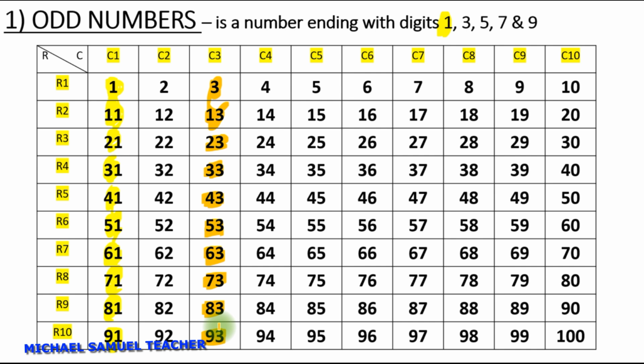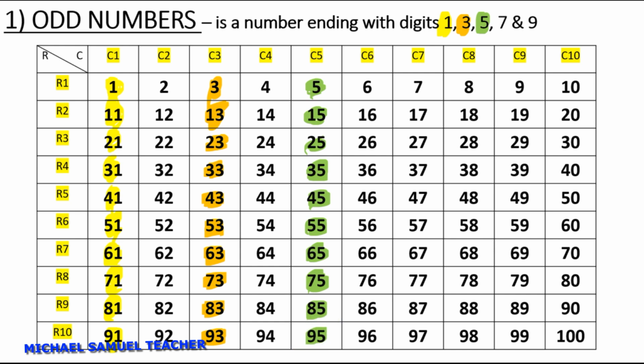I've basically chosen to deal with numbers from 1 all the way to 100 so that we can understand better. Then we also have numbers ending with the digit 5. So in column 5 we have these numbers ending with digit 5. All of them are odd numbers. So that is very, very important.